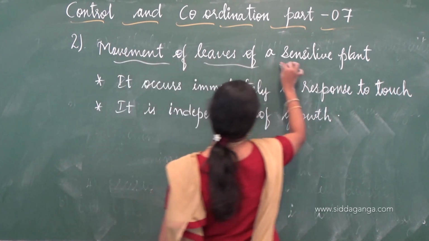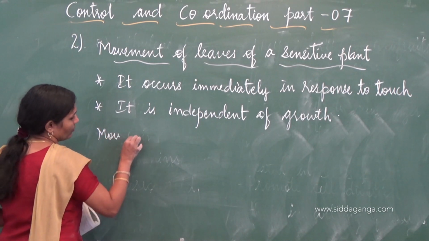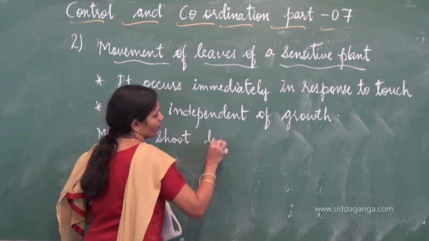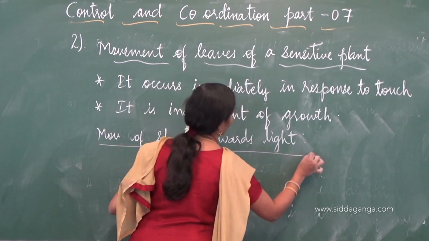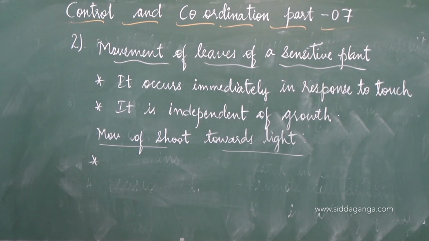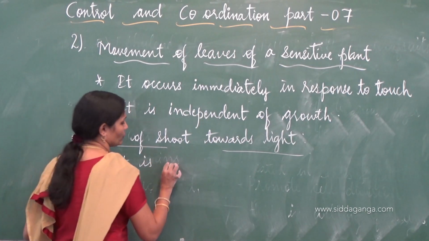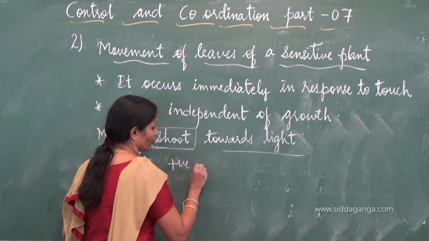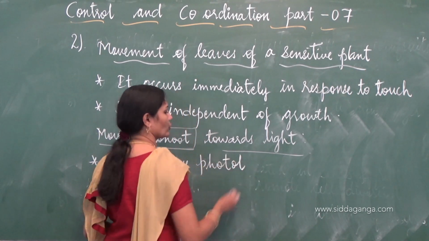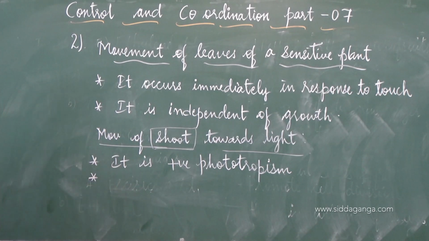And you can write another heading here: movement of shoot towards light. You can quote 2 to 3 points here. What are the points you can quote? First point is, this type of movement is phototropism, or positive phototropism. Movement of shoot, they have asked in particular, so you can quote, it is positive phototropism. And this does not occur immediately. It is quite slow in nature.